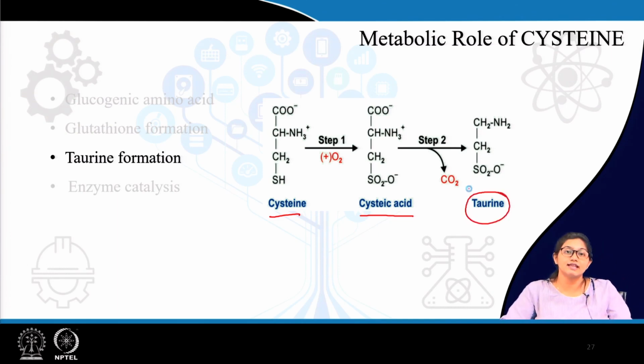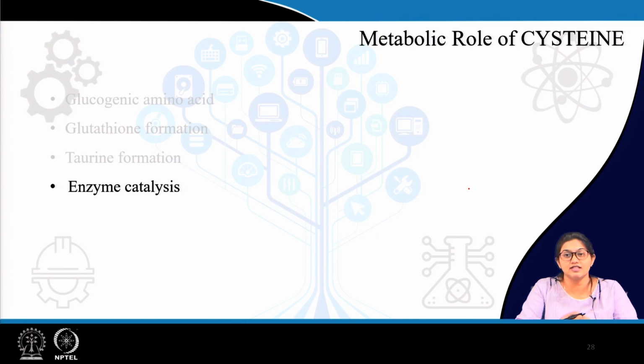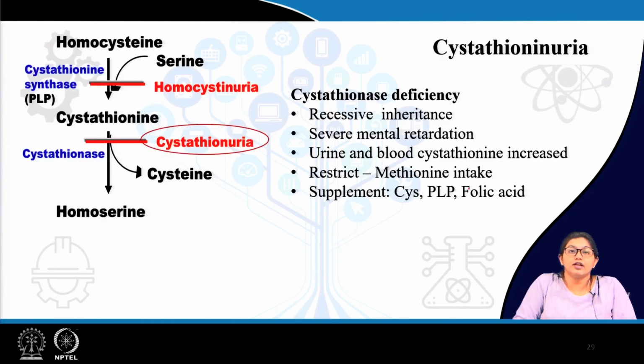Then there are various enzymes, basically enzymes which contain sulfhydryl groups. They are mostly based on cysteine, and their sulfhydryl groups remain in reduced form with the help of the cysteine molecule. Then we are going to discuss a few disorders related to cysteine metabolism.